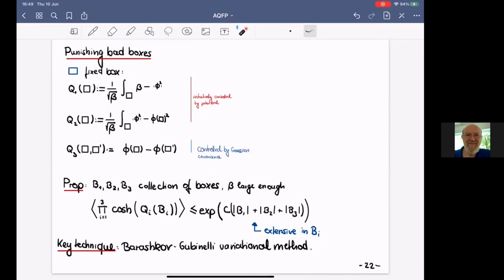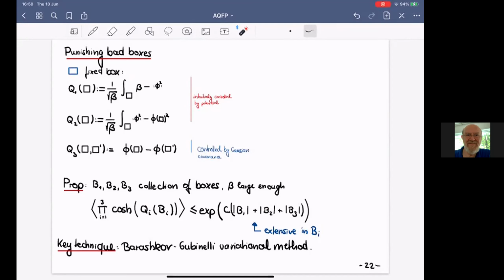Question? Yes, please. Do you make any use of reflection positivity and, say, the chessboard inequality? Yes. And we do it in the same way that Glimm, Jaffe, and Spencer did already in their paper.